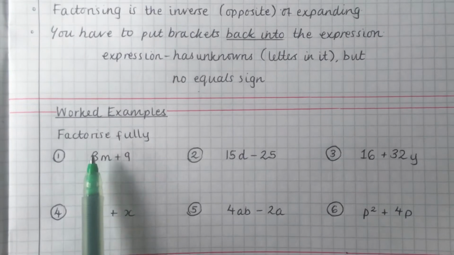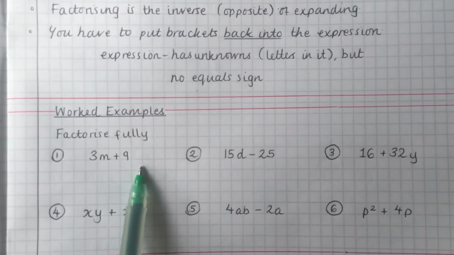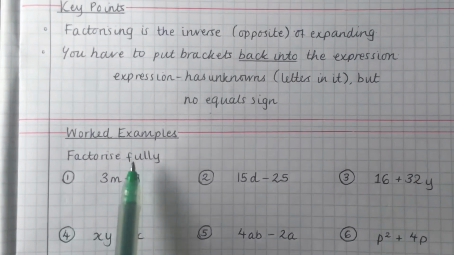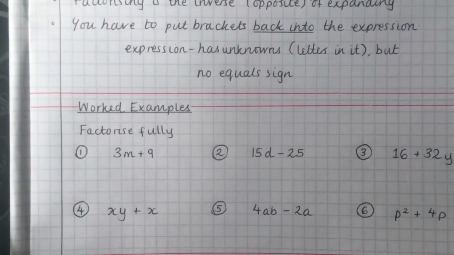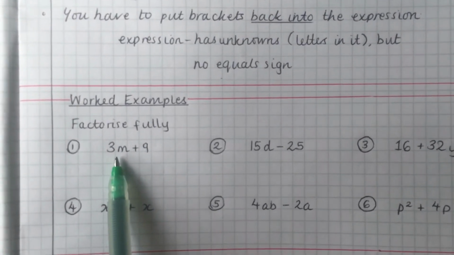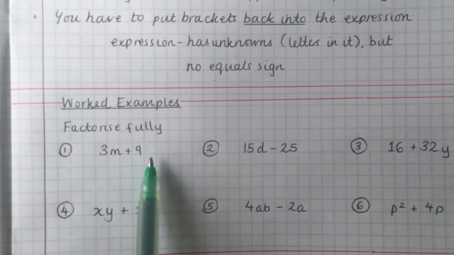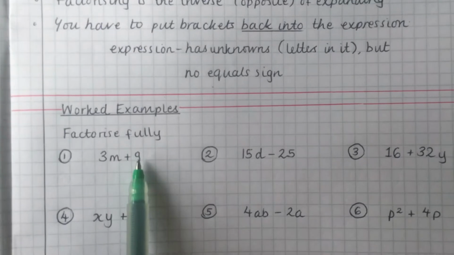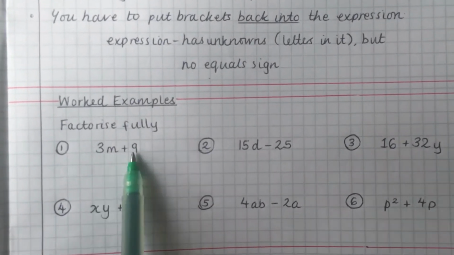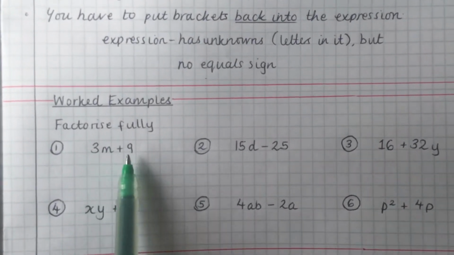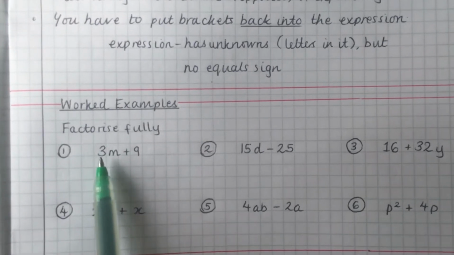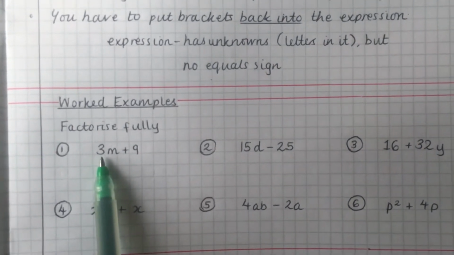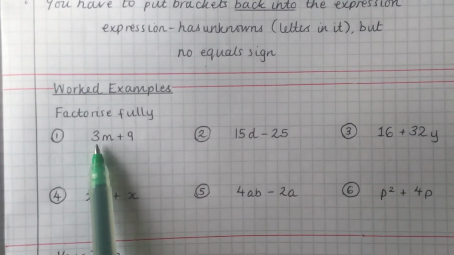So we're aiming to put brackets back into the expression, okay? And we end up with an answer that looks like the question when we did expanding. To work it out, we look at all the terms in the expression. 3m is a term, 9 is a term. And we think, right, what is common to both terms? We want the highest amount that's common to both. Clearly we can see that 3 and 9, common to both of those is 3. And that is the highest number that's common to both of those.